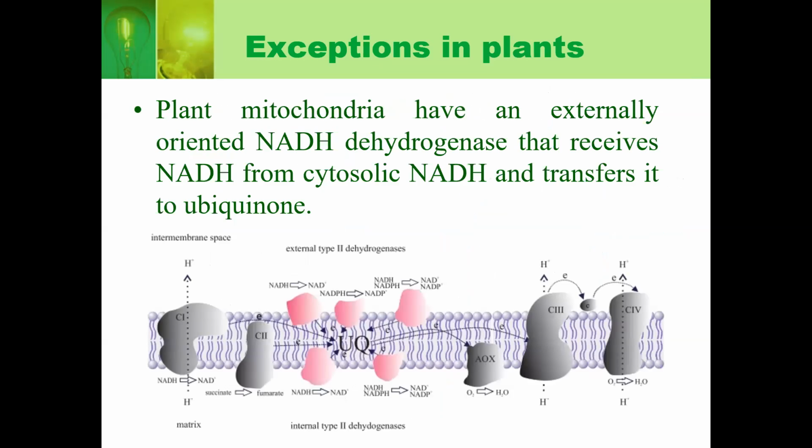Plants, as we saw before, have an externally oriented NADH dehydrogenase. It will take electrons and reducing equivalents from NADH, oxidize NADH to NAD, transfer those electrons and hydrogen ions straight to ubiquinone. And now ubiquinone can participate in the transport chain, taking its electrons, sending them straight to complex 3, and then complex 4, and so on and so forth.